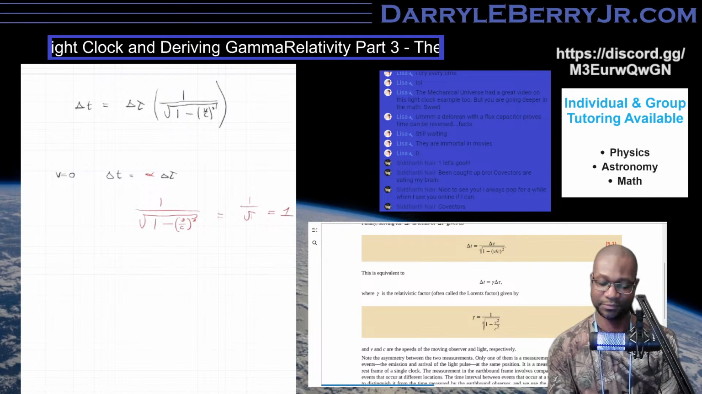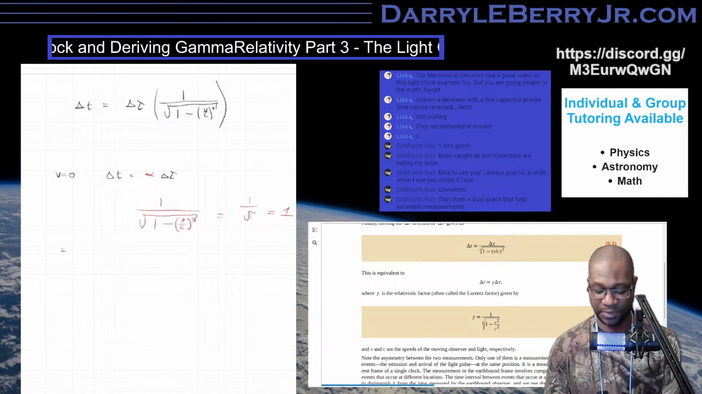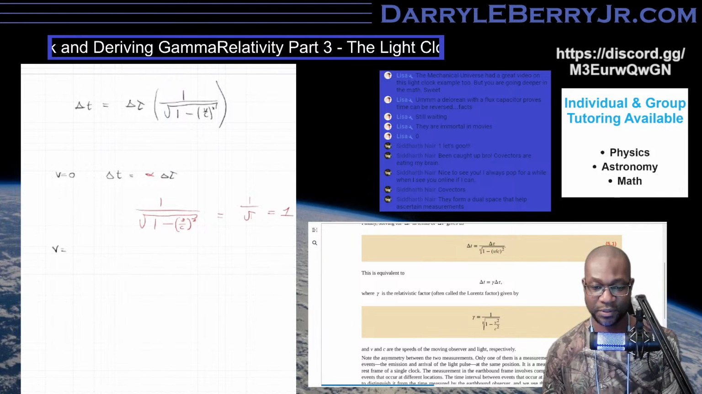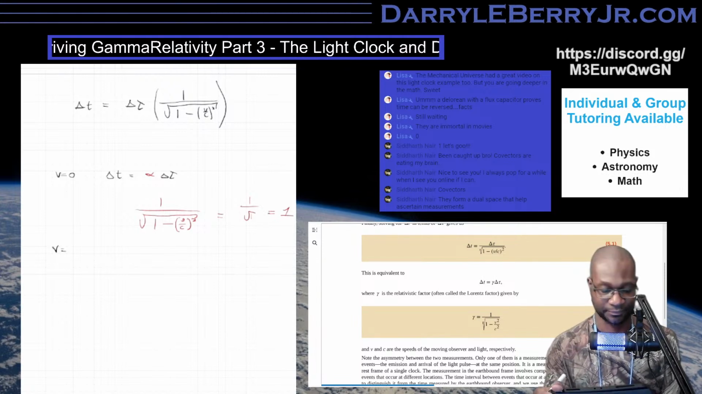Let's look at another one. Let's say that V equals, and usually this is put in terms of the speed of light. And Siddharth says they're from a dual space to help with certain measurements. Okay. Sure, I'll run into it in a bit.